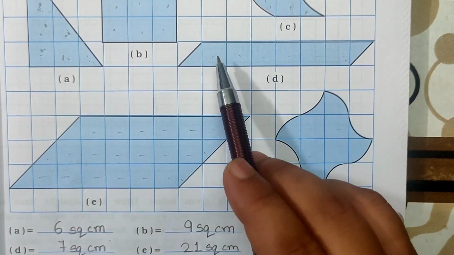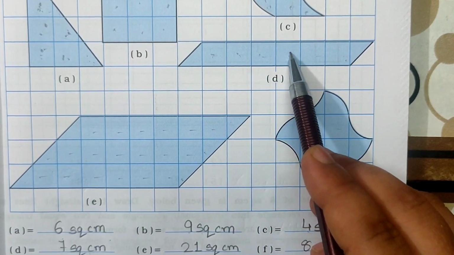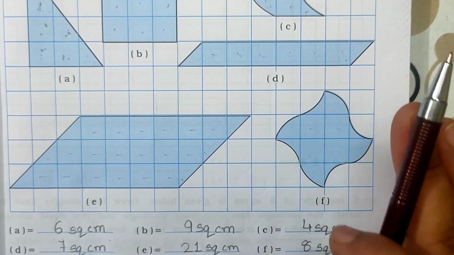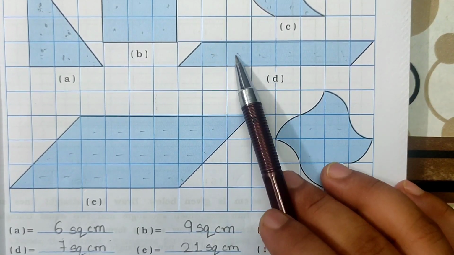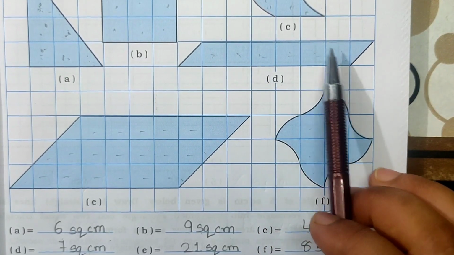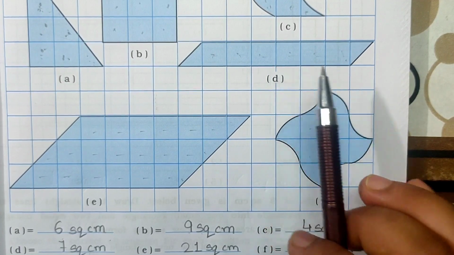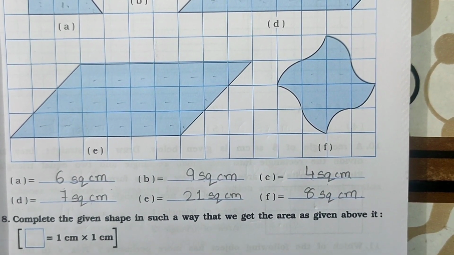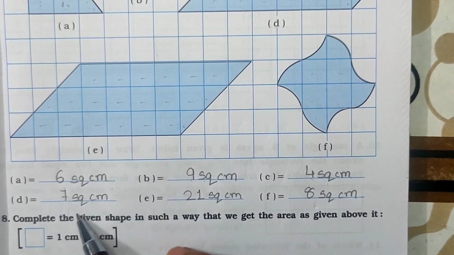Okay, so D. 1, 2, 3, 4, 5, 6. First of all, we have counted जो पूरे complete है वो. Okay, 1, 2, 3, 4, 5 and 6. And this 2 half means 1. So it's 7 square centimeter. So write down here 7 square centimeter.